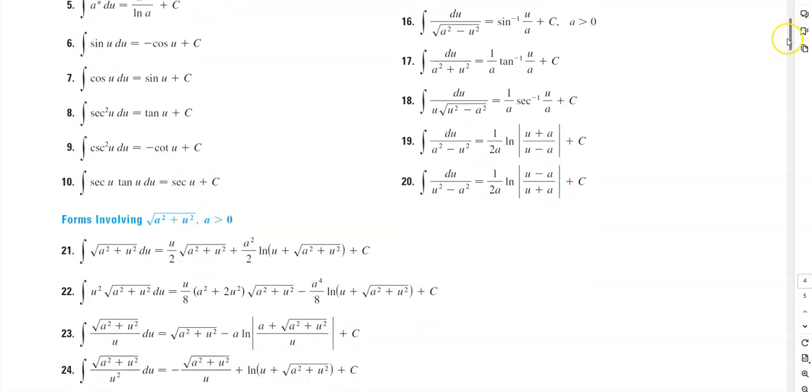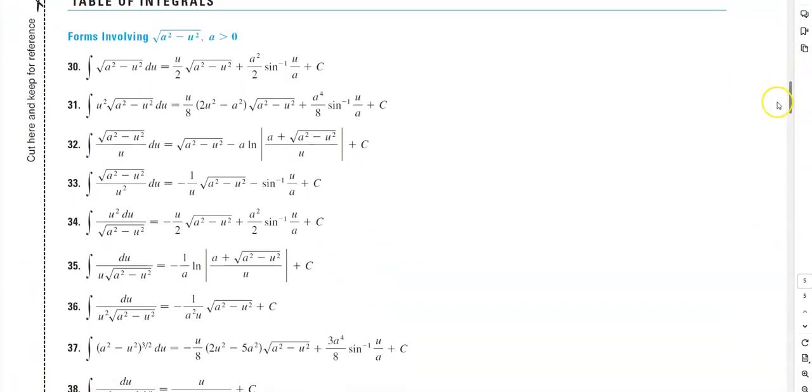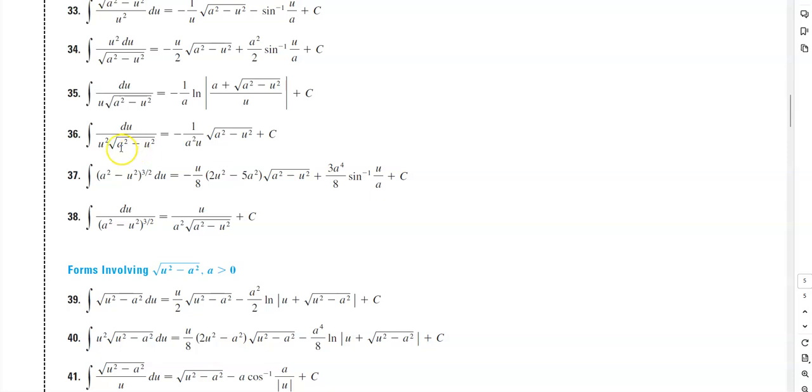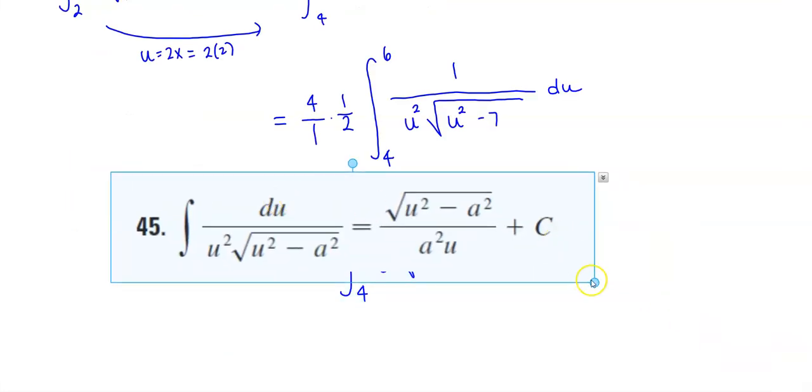So let's take a look and see if we can go a little further. Okay, here's one right here where we have du over u squared times the square root of a squared minus u squared. But in this scenario, you can see that the constant's written first. So let's scroll down a little further. Okay, now over here you can see that we have du over u squared times the square root of u squared minus a squared, which is equal to the following. So it looks like we can use 45. So let's go ahead and then match 45 with what we have there to see how that works.